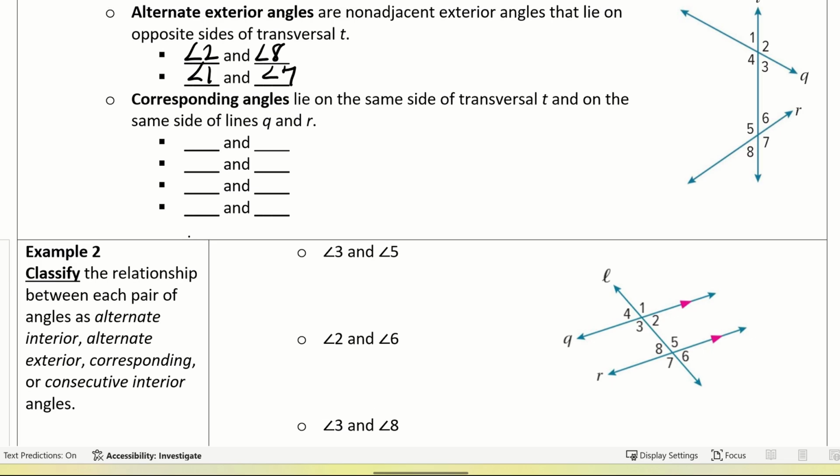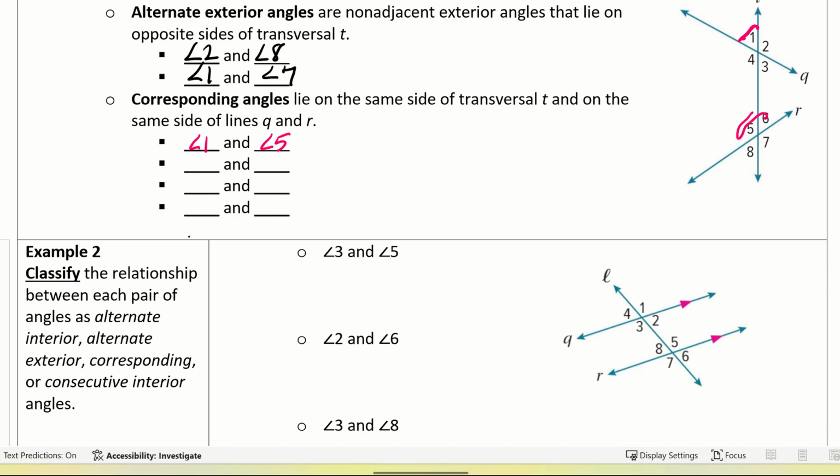Corresponding angles lie on the same side of the transversal and on the same side of lines Q and R. When I think of something corresponding, I think of them kind of in the same spot. They're not near each other, but same spot. So corresponding is like angle 1 and angle 5. They're on the same side of the transversal and on the same side of the line. So 5 and 1 are at the top of the line and on the left side of the transversal.